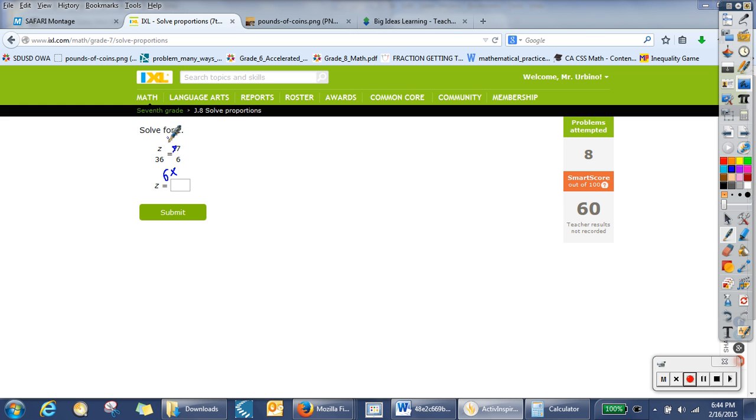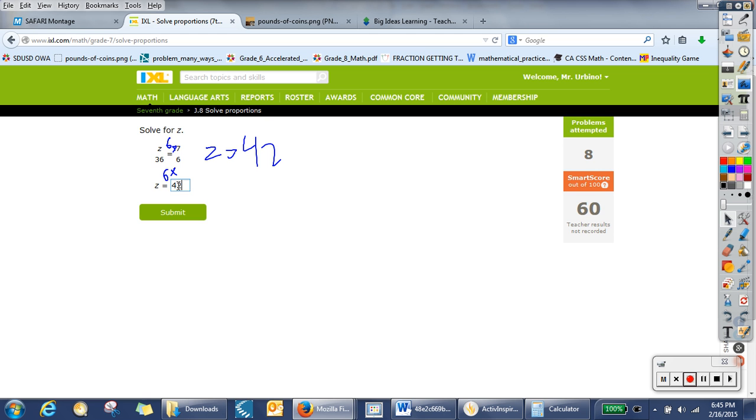think of what number times 6 will give me 36, and what number times 7, or 6 times 7, will give us what z is equal to. So 6 times 6 will give us 36, and the way that I got that is I was just thinking of what number times 6 will give me 36. Using my multiplication facts, I know that 6 times 6 will give me 36. So 7 times 6 is equal to 42.